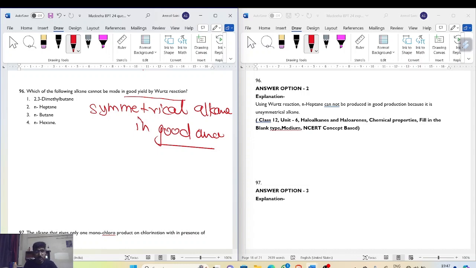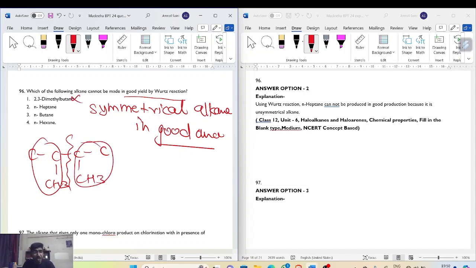So first of all we are given 2,3-dimethylbutane. So butane, then 2,3-dimethyl, now CH3 group here and CH3 group here. So this is symmetrical: when we see from this side, the same group here and the same group here. So this is symmetrical. It can't be our answer.